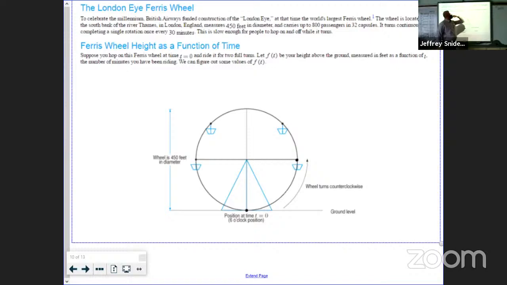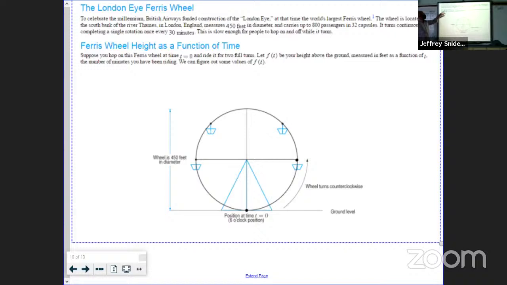Carries up to 800 passengers in 32 capsules. It turns continuously, completing a single rotation once every 30 minutes. This is slow enough for people to hop on and off while it turns, so it never stops. When it gets down here, it's moving so slow, people can get off and still get on, and it's not a problem. So they never stop it.